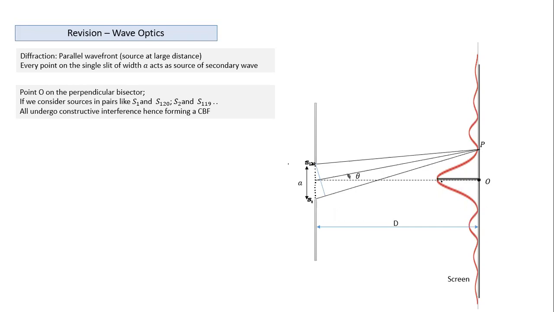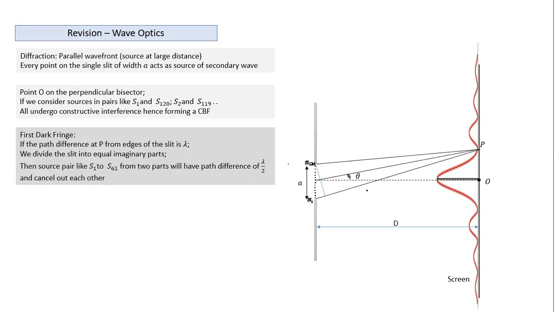The key question here is how we identify the first dark fringe. The first dark fringe is important, because once you understand it, you can identify the others also. Let's take a point P here, and this is the intensity pattern, with the dark fringe here. We take point P in such a way that the path difference at P from the edges of the slit is lambda.